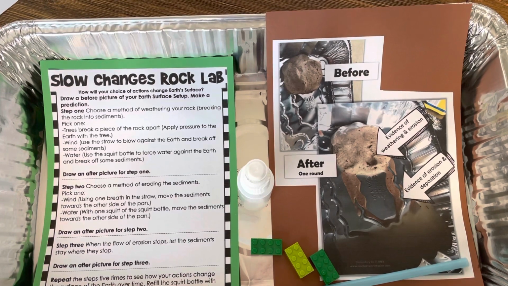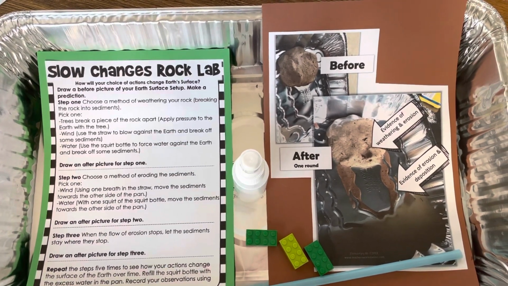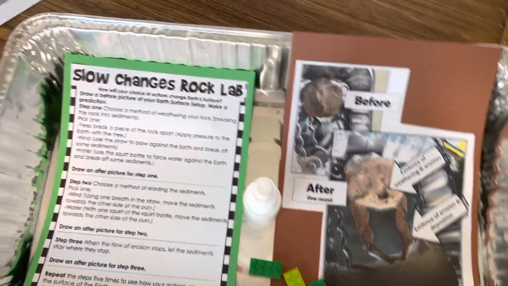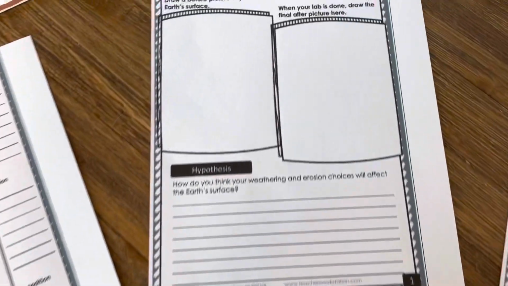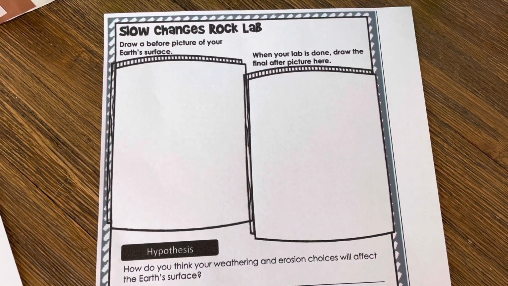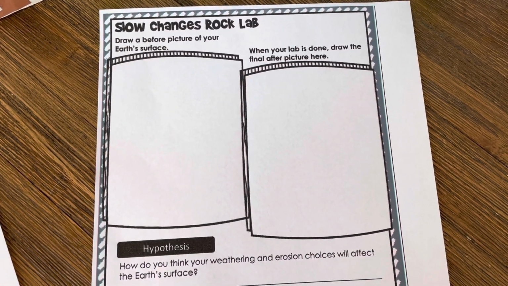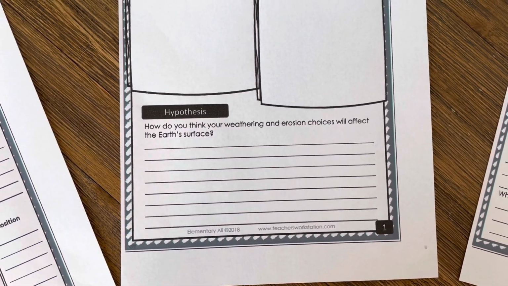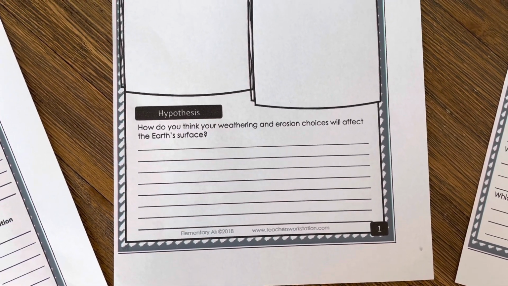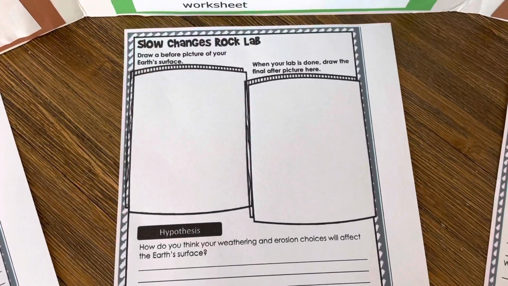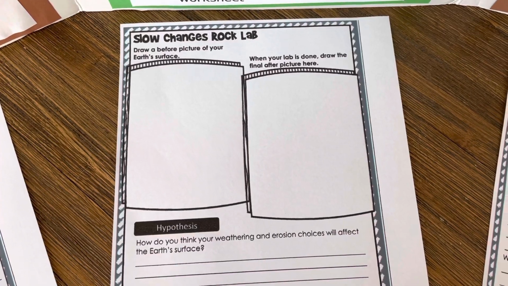Then finally, after they use that method, they will stop and they will draw a picture on the right side, showing the final way the earth looks. And then they will write their hypothesis. How do you think your weathering and erosion choices will affect the Earth's surface? The hypothesis will be done prior to conducting the lab.